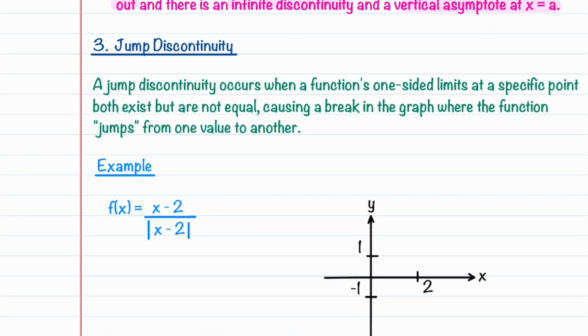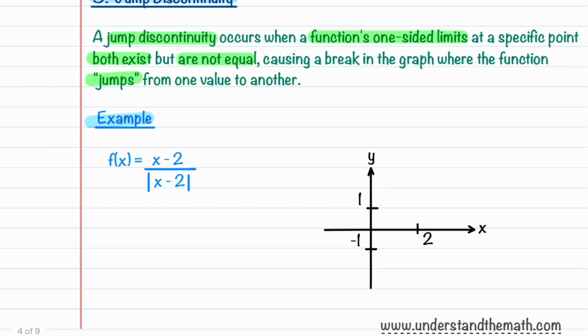Let's now look at the third type of discontinuity, and it's called a jump discontinuity. A jump discontinuity occurs when a function's one-sided limits at a specific point both exist, so that means the limit from the left exists and the limit from the right exists, but here's the catch, they are not equal. And when that happens, there is a break in the graph and the function jumps from one value to another. Here's an example of a function that has a jump discontinuity.